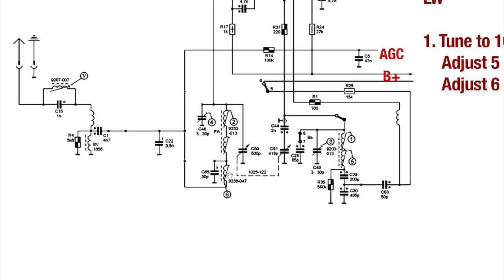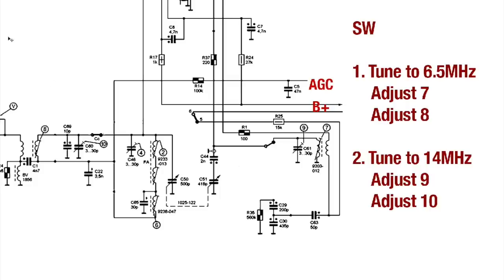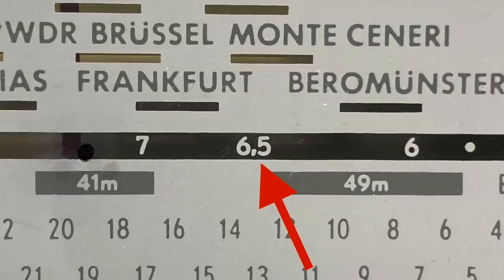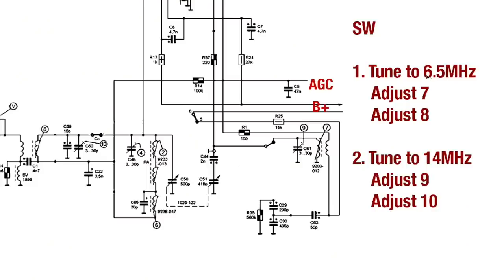And the same can actually be said for short wave. With short wave, they just tell you to tune to 6.5 megahertz. And here we've got the same situation as before, where we have to tune one end and the other. We tune to 6.5 megahertz and adjust 7 and 8. There's 7, and where's 8? There's 8. Now remember, some of the circuitry has changed somewhat by the switching that shortwave brings in.